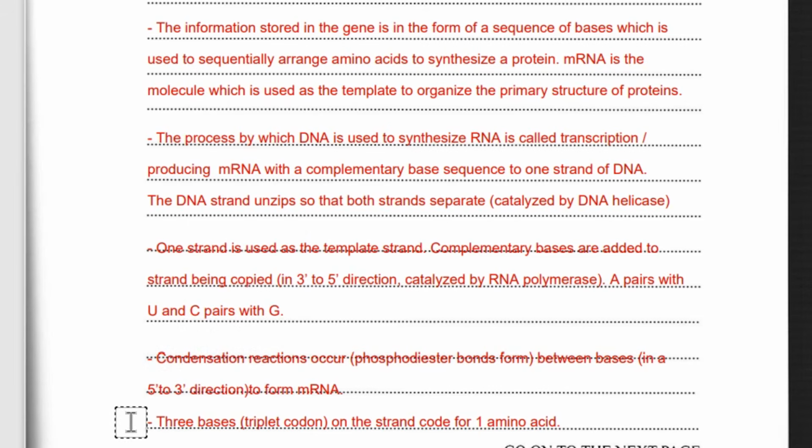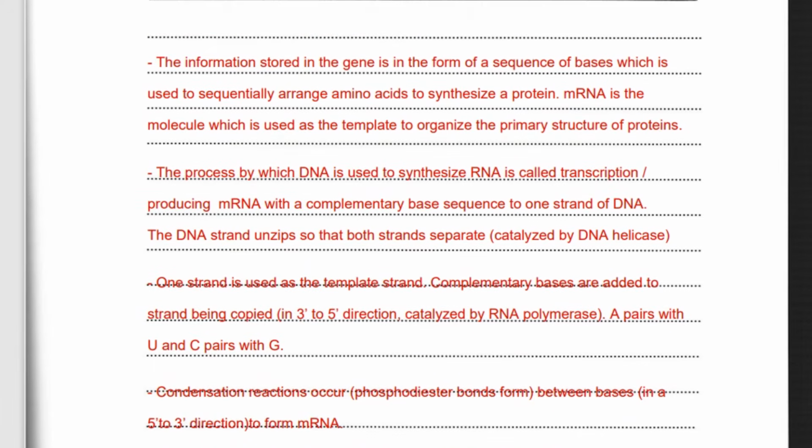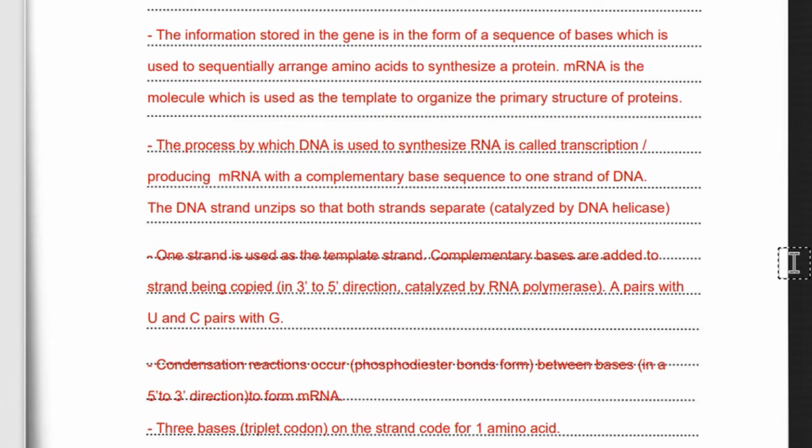3 bases or a triplet codon on the strand, so for example AUG, that would code for a particular amino acid. So this is a whopping 10 marks, so you want to make sure you have as much detail as you could to describe this process of transcription.